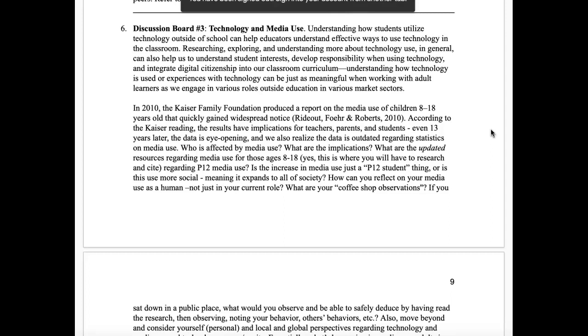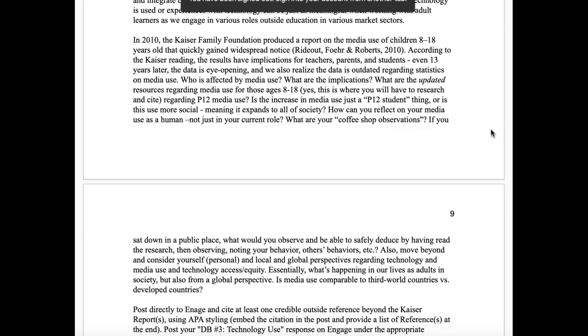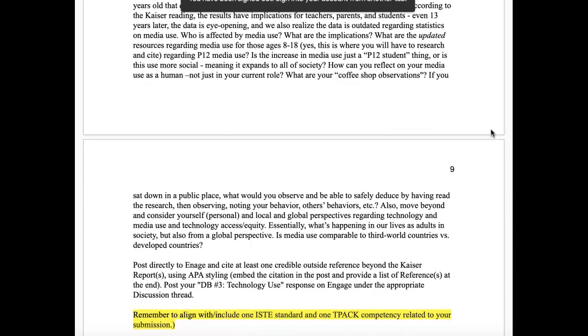How can you reflect on your media use as a human, not just in your current role? What are your coffee shop observations? If you sat down in a public place, what would you observe and be able to safely deduce by having read the research, then observing, noticing your behavior, others' behavior, etc.?